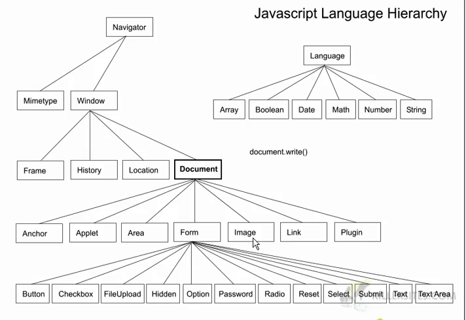We know in the object hierarchy that the form object falls under the document object. So when we're writing code within the document object, you always have to start with document. You don't have to start with window and you don't have to start with navigator, but you do have to start with document. So we want to go document dot form to get to the form object.